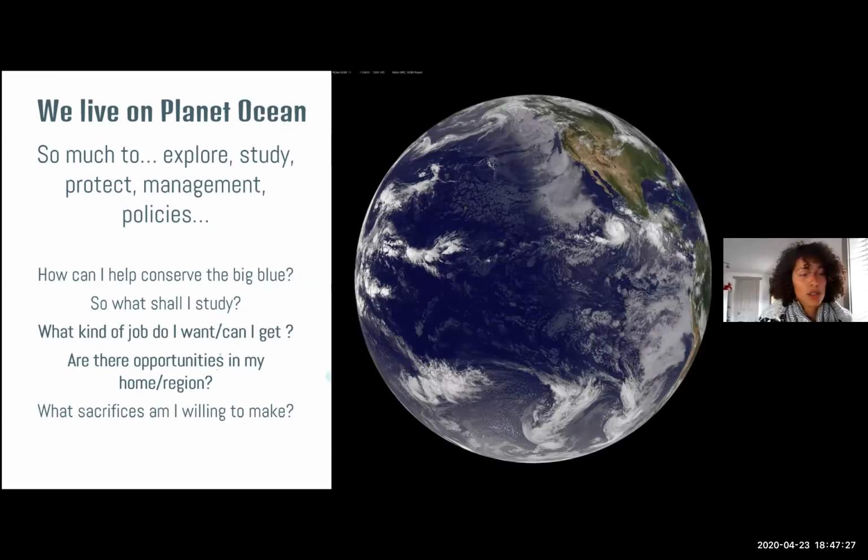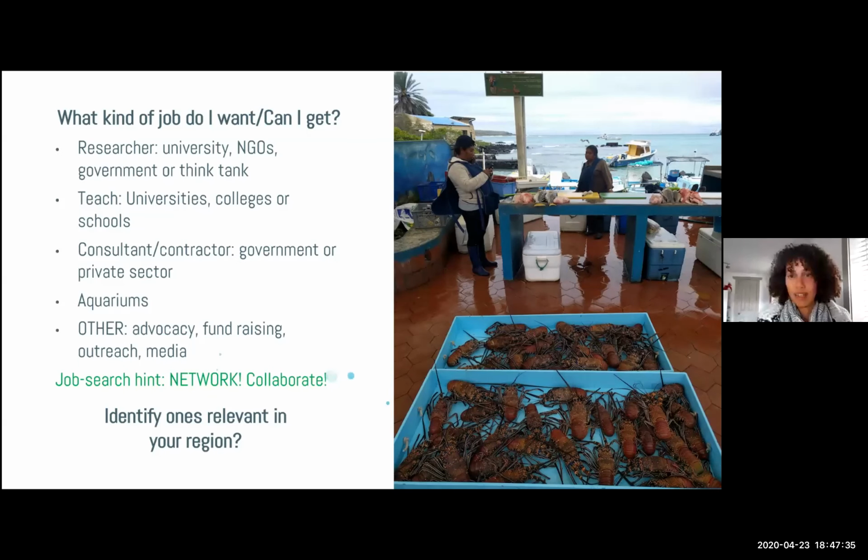So now let's talk about what kind of job do you want to get, and can you get it? I think I'm limited to my own experience and that of a few peers. Generally, if you go into this field, most marine scientists become researchers at a university or an NGO. Also, government hires a lot more scientists than we know, at least in some parts of the world.